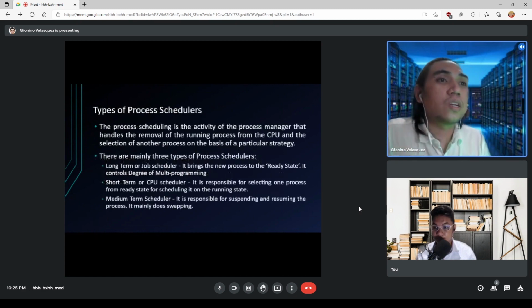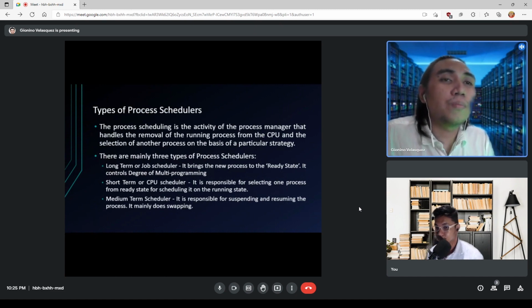Types of process schedulers. Process scheduling is the activity of the process manager that handles the removal of the running process from the CPU and the selection of another process on the basis of a particular strategy. There are mainly 3 types of process schedulers: long-term or job scheduler, short-term or CPU scheduler, and medium-term scheduler.